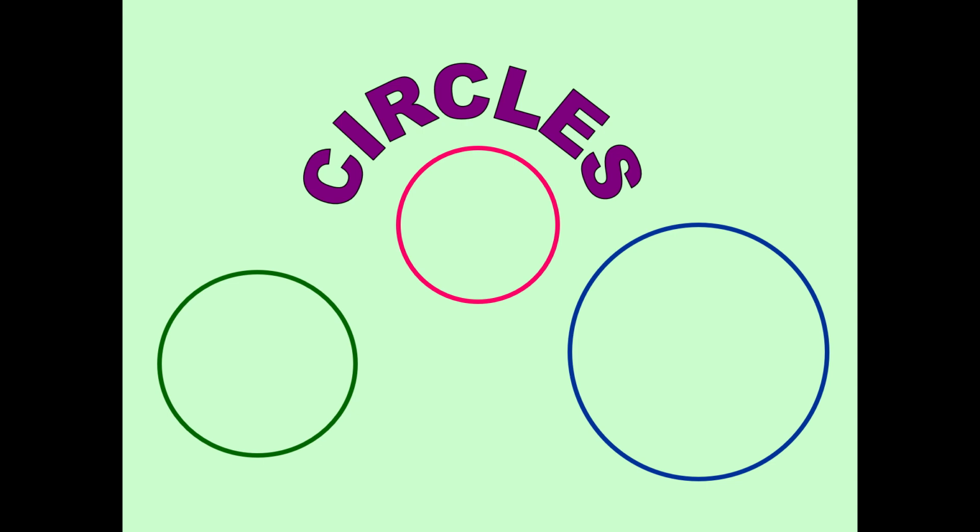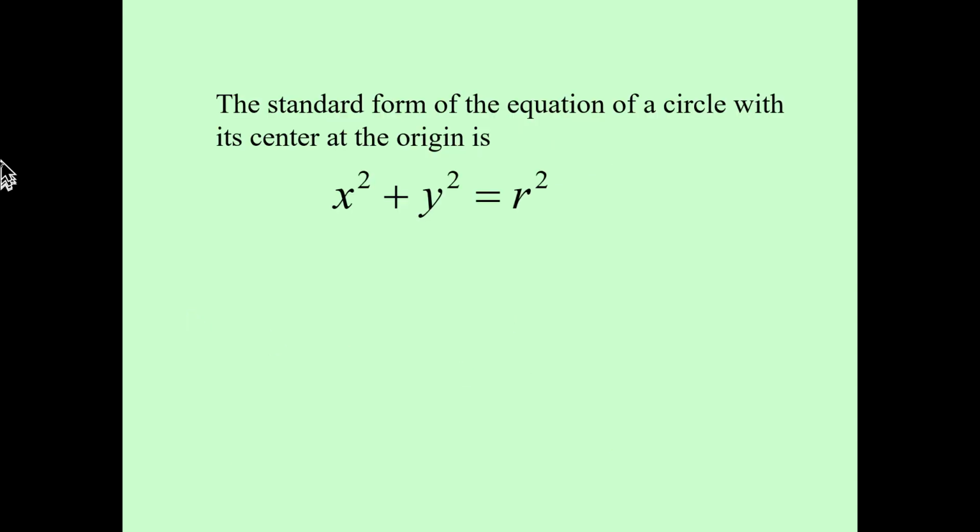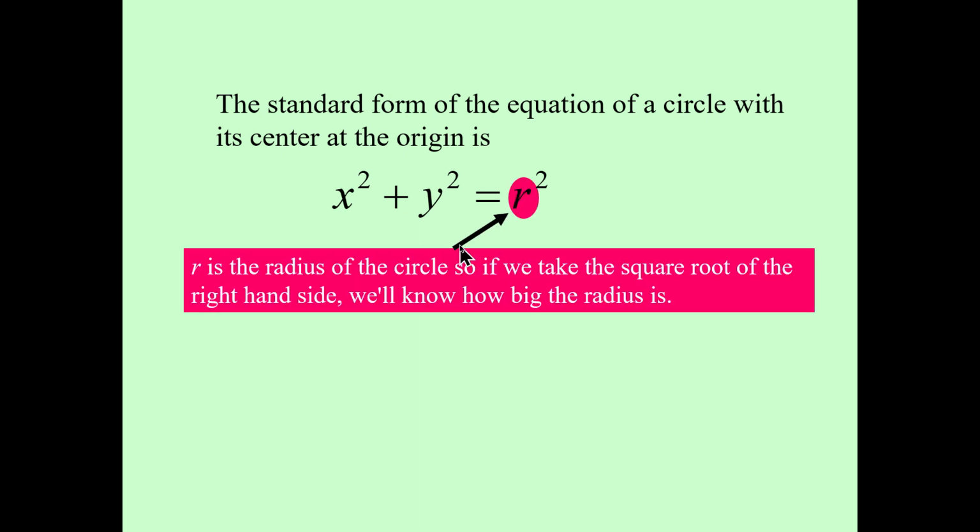This particular topic we're going to cover is circles. The standard form for the equation of a circle with the center at the origin is x squared plus y squared is equal to r squared. So r is the radius of the circle. If we take the square root of the right hand side, we know how big the radius is.